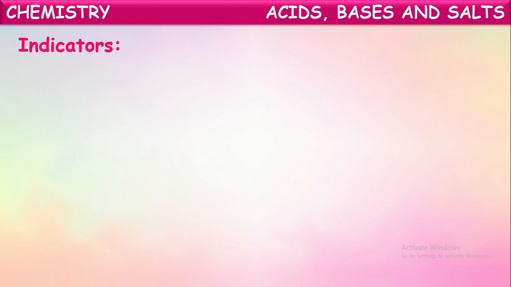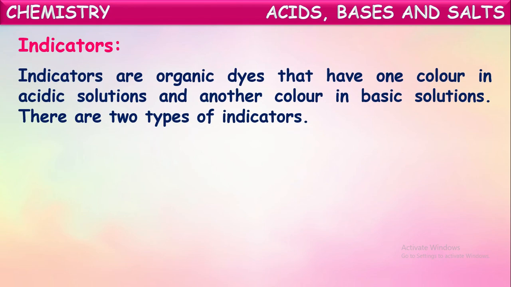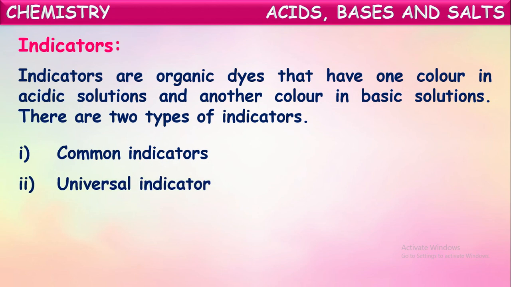And now let us see about indicators. Indicators are organic dyes that have one color in acidic solutions and another color in basic solutions. Generally, these indicators are of two types: one is common indicators, another is the universal indicator. These indicators are used to detect acids, bases, and salts in the laboratory. They give different colors with different acids, bases, and salts. So generally we use common indicators and universal indicators.